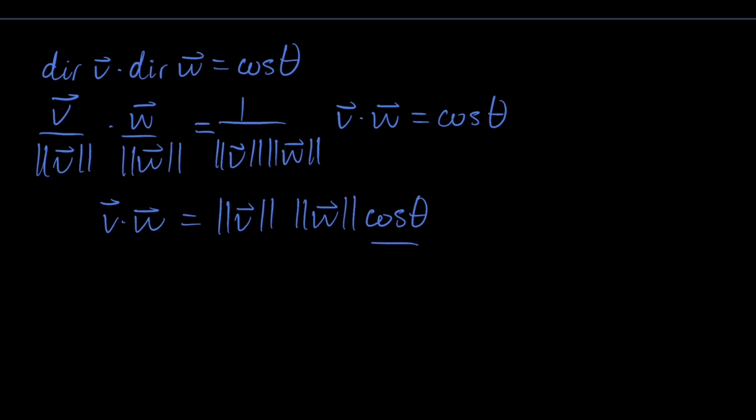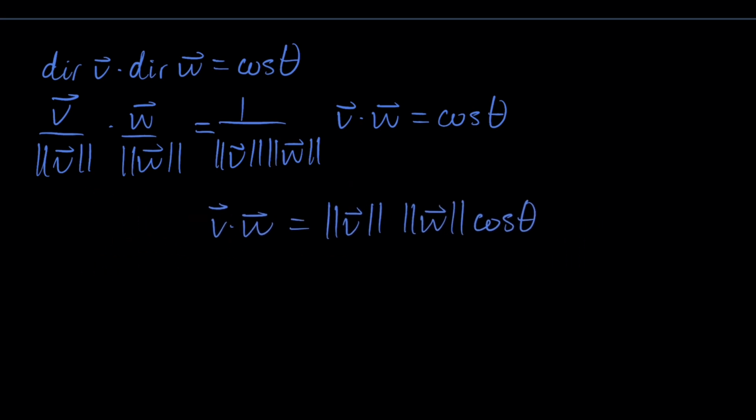And if these are unit vectors, well, the length is equal to 1, and 1 times 1 is 1, and 1 times cosine of theta is still cosine of theta, so everything still stands. And actually, this is a more general case, and this is more important than the unit vector case, because you can derive the unit vector case as a special case of this general case.